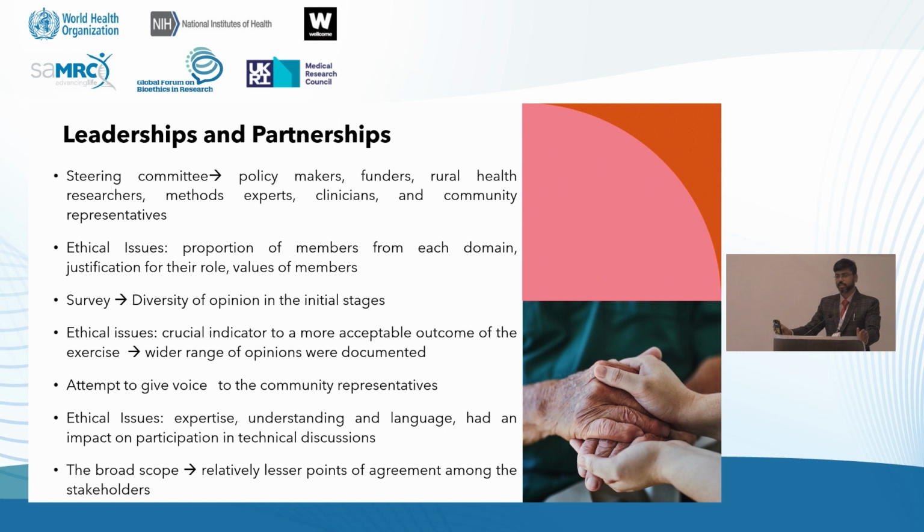So the first ethical issue was related to the governance structure of the entire exercise. Firstly, who do we include in the steering committee? Like I said, we took a call to include researchers in our priority setting exercise. But what is the proportion of representation that we give to each of these stakeholders of policymakers, funders? We included funders as well, researchers as well as community members. So that was the first ethical issue that we were faced with. What is the proportion of representation from each of these stakeholders?